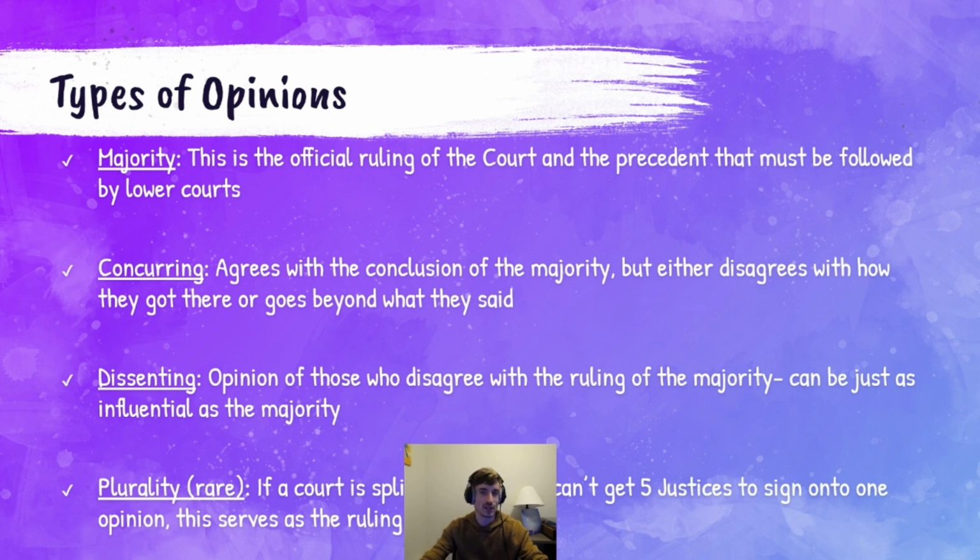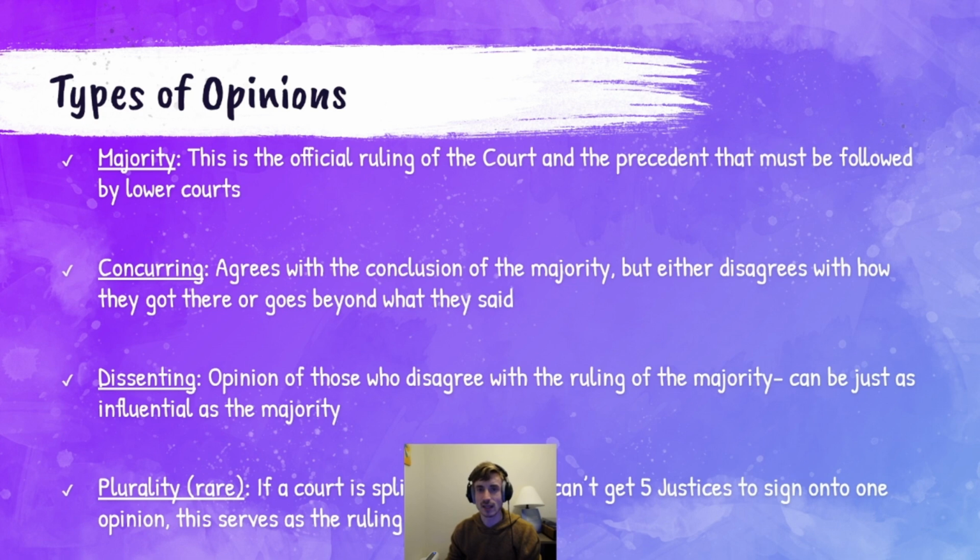This is what things are now. Concurring is, I agree with the majority, but maybe for a different reason, or I want to build onto this. And so, to give you an example, in the Dobbs case, Justice Thomas did side with the majority, saying that we should overturn Roe v. Wade, but then he wrote a concurring opinion that said we should take it a step further and reevaluate other rights like contraceptives, same-sex marriage, things like that.